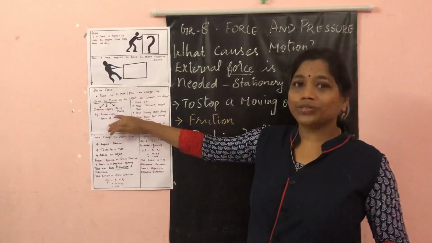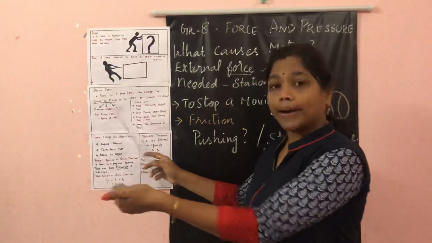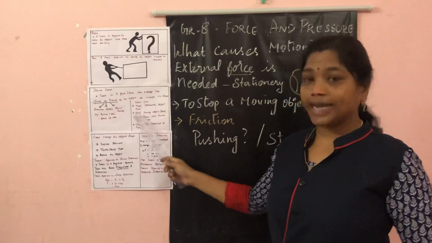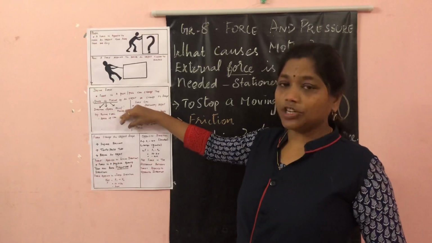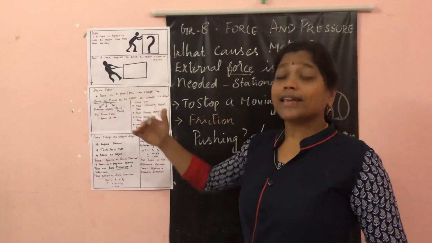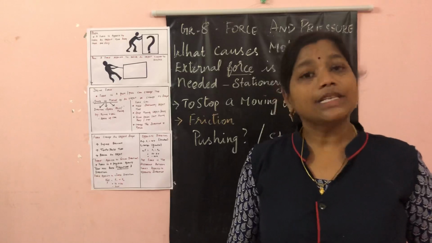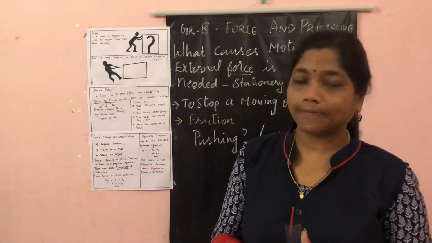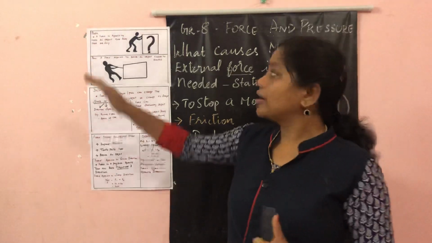Now let's move on to the definition of force. Force is a push or a pull that can change the state of motion of an object or change the shape of an object. Clear? The exact definition of force is, a force is a push or a pull that can change the state of motion of an object and also change the shape of an object. How does it change the state of motion? Before moving to that, we'll have many more examples of push and pull.